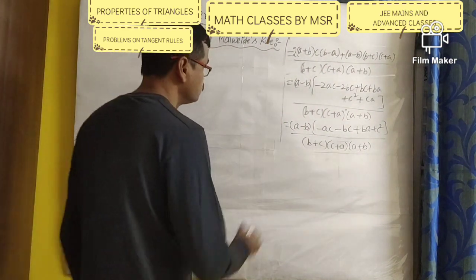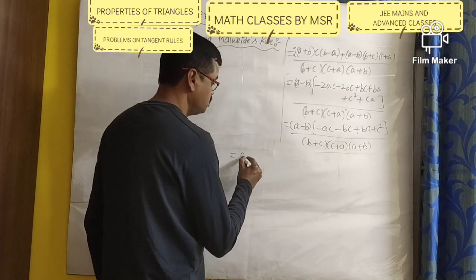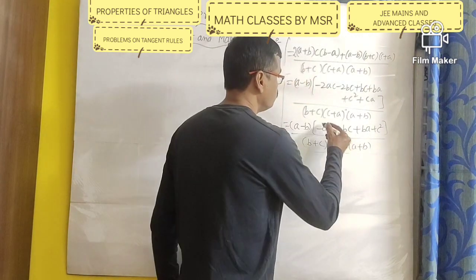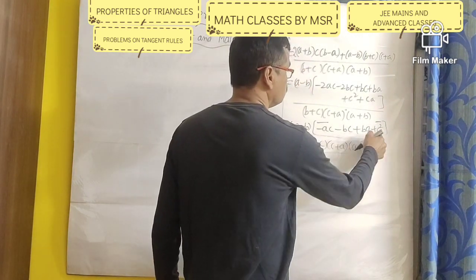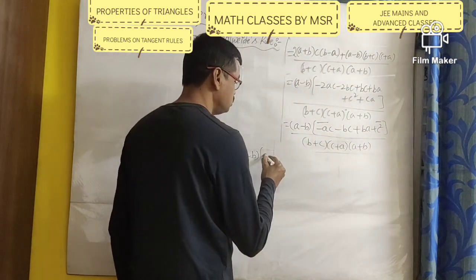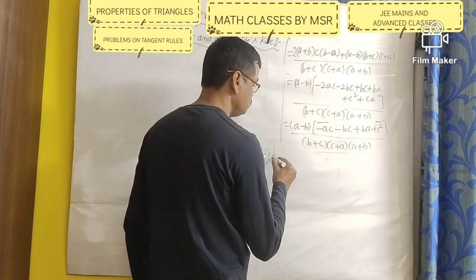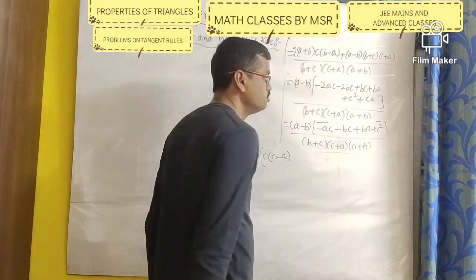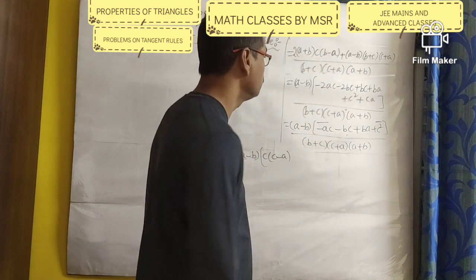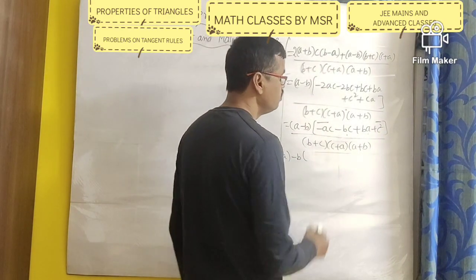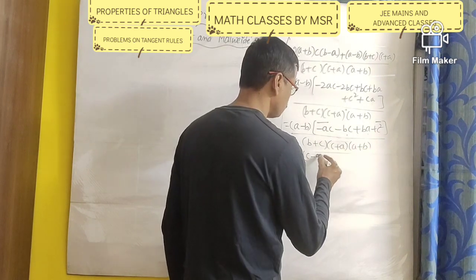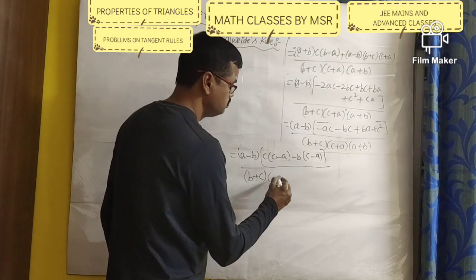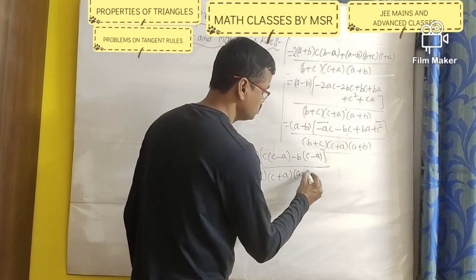Now you observe the next step to this: a minus b times of, here if I take the first term and last term, from these two terms I can take c common, right? C if you take common, c minus a you will get. From these two terms, minus bc and plus ba, if I take minus b common, I will get c minus a again here, over (a plus b) into (b plus c) into (c plus a).